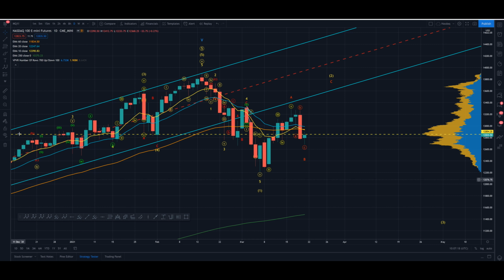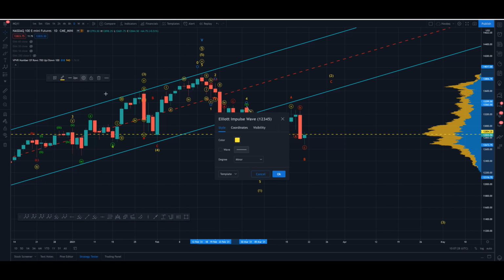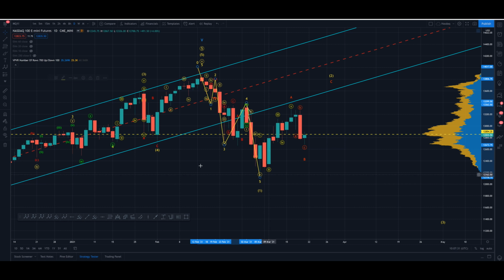So, tell you what, let's just hide the moving averages for a moment so we can see a little more clearly. So, we're saying 5 waves down into a 1. Like this. 1, 2, 3, 4, 5.